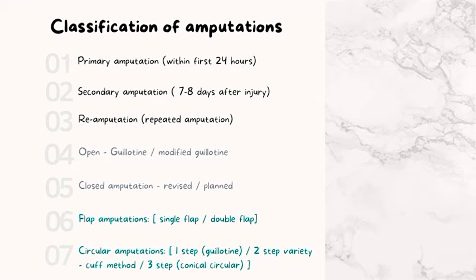We have several classifications of amputations. Firstly, primary amputation occurs within the first 24 hours, secondary amputation 7 to 8 days after injury, re-amputation or repeated amputation. We have open guillotine and modified guillotine, closed amputation, revised and planned, flap amputations, single flap, double flap. Circular amputations would have 3 steps. The first step is guillotine, the second step is the variety cuff method, and the third step is a conical circular.